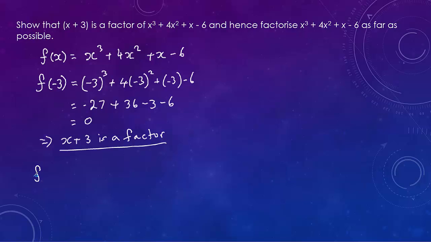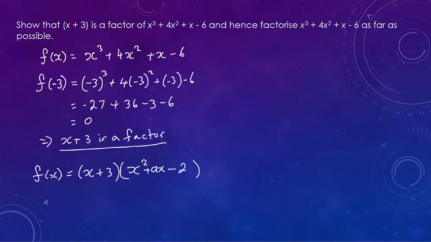So we can now write that f of x is equal to x plus 3, and then we need a quadratic factor. Now we just have a single x cubed here, so this will need to be a single x squared. And at the back of the bracket, in order to get the negative 6 here, we're going to need a negative 2. And then we don't know what this middle term is. But we can find out by comparing coefficients.